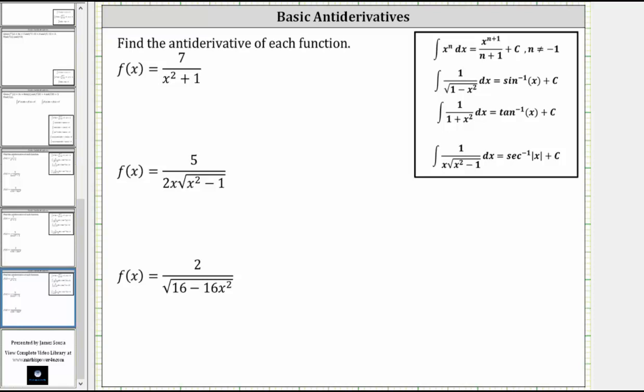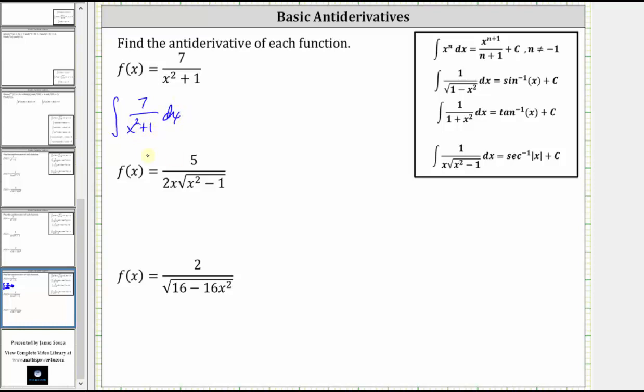We're asked to find the antiderivative of each function. To find the antiderivative, we need to determine the indefinite integral of the given functions. So for the first function, we would have the integral of 7 divided by the quantity x squared plus 1.